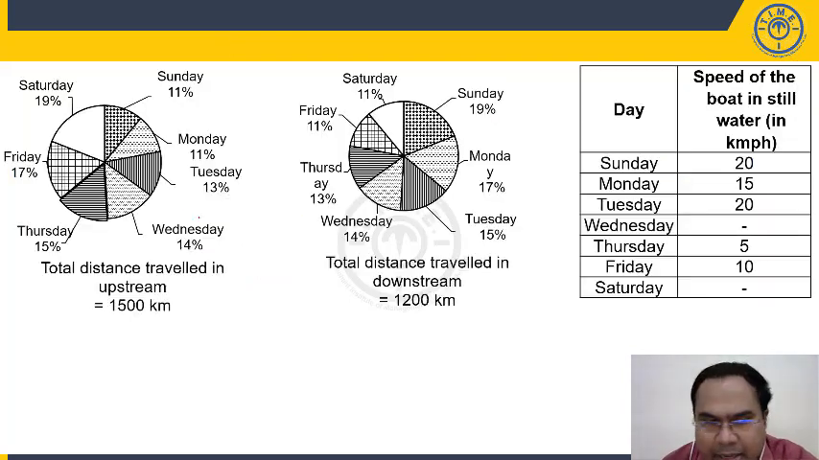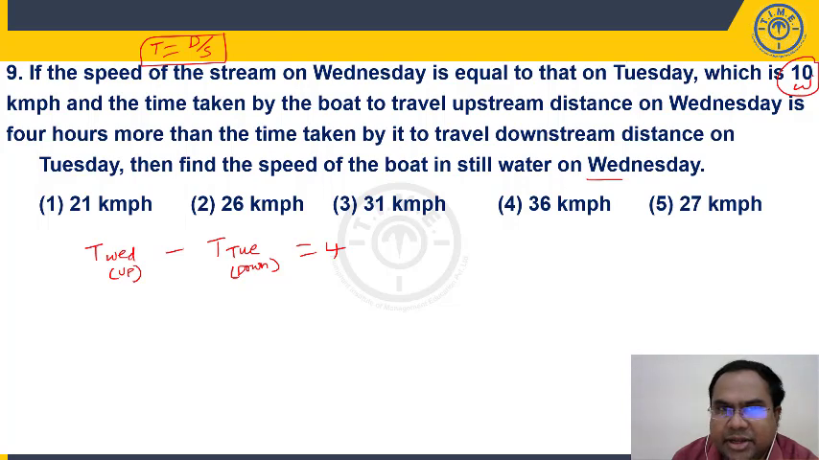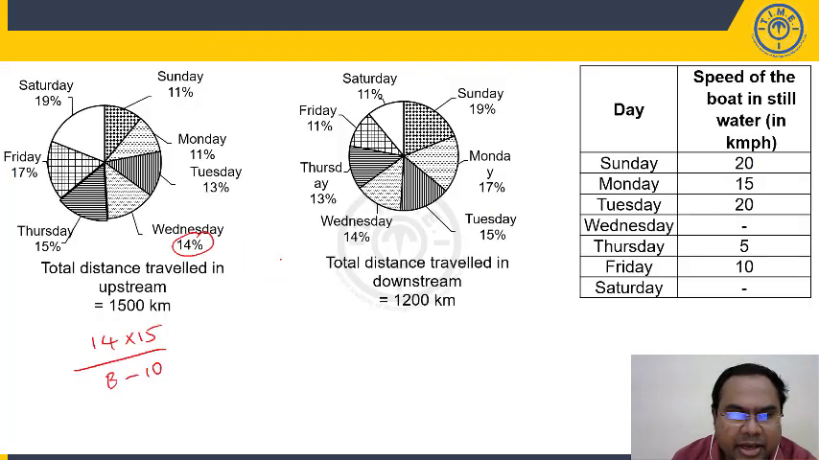Now let us take upstream Wednesday. This is Wednesday, upstream distance is 14%. So 14 into 15 by B minus W. So Wednesday we don't know the B value here. W is 10 because it is clearly given that Tuesday and Wednesday stream value W is 10. So minus time taken on Tuesday downstream. Tuesday, this is downstream 15%.